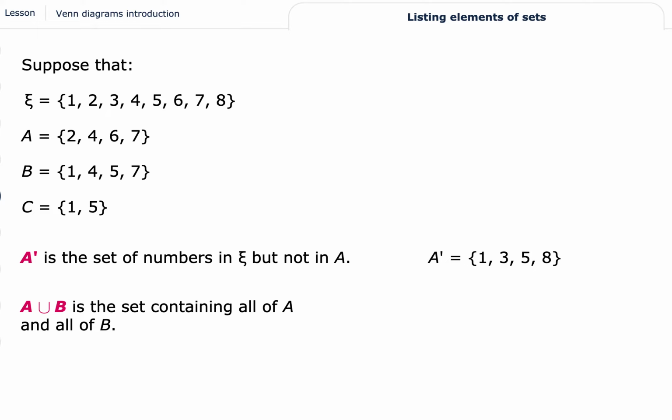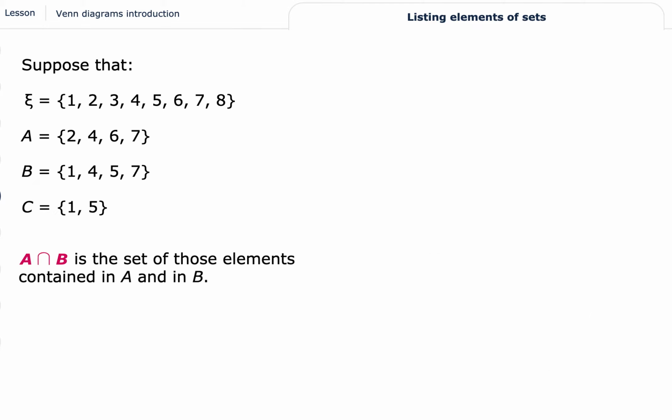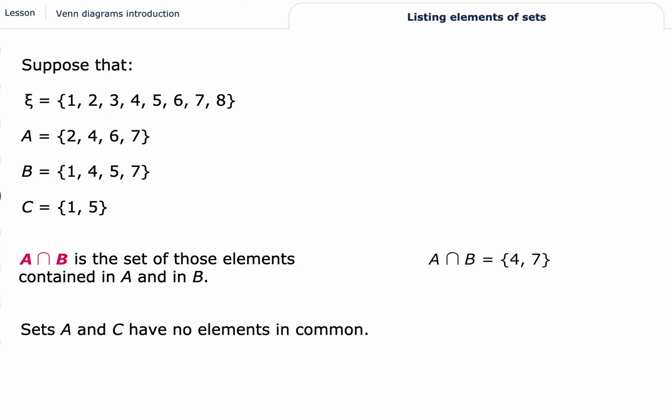A union B, all of A, all of B, that will be 1, 2, 4. Both have 4, we just write it once. 5, 6, both have 7, we write it once. These are the elements for A union B. Okay, A intersection with B, right? So what are the overlap or the same, the common elements? 4 and 7.